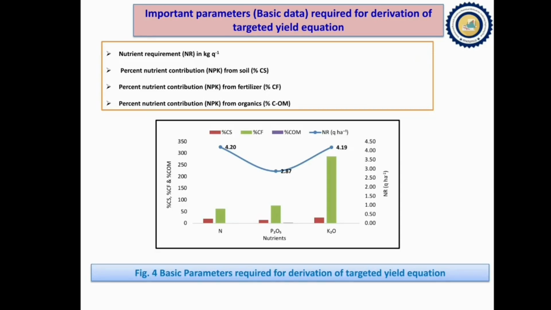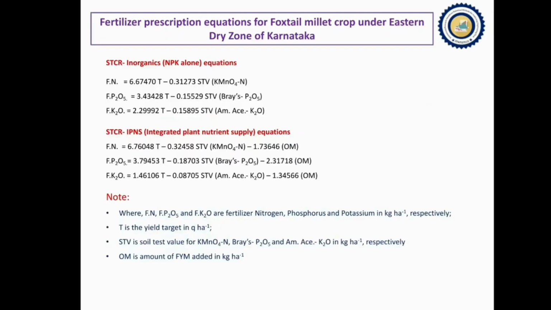From this figure we can see that the nutrient required to produce 1 quintal of foxtail millet yield is 4.2 kg of nitrogen, 2.87 kg of phosphorus and 4.19 kg of potassium. By making use of these basic parameters, we did a multiple regression analysis and developed these equations to know what quantity of fertilizer to be added, where FN, FP2O5, FK2O is the quantity of fertilizers to be added for a particular yield target at particular soil test values.